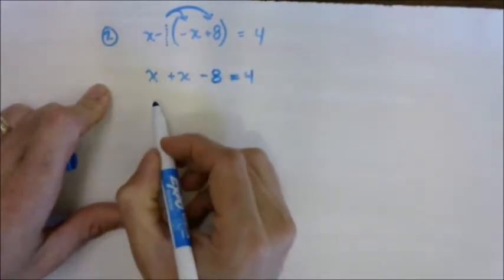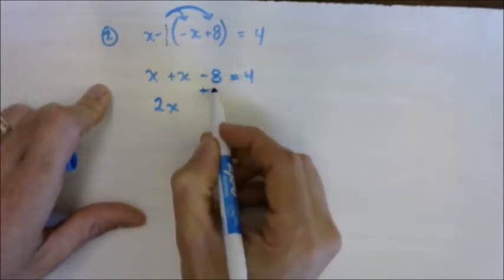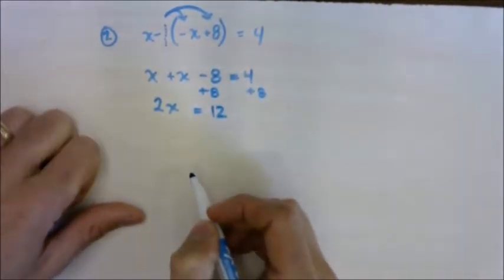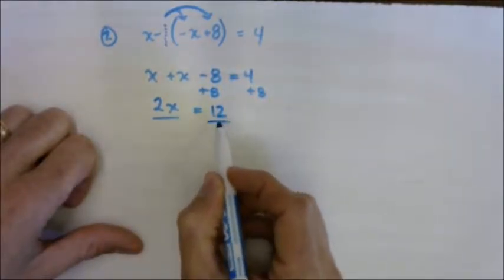Let's put our x's together. We've got 2x, and let's add 8 to both sides. So 2x equals 12. Our next step is to divide both sides by 2.